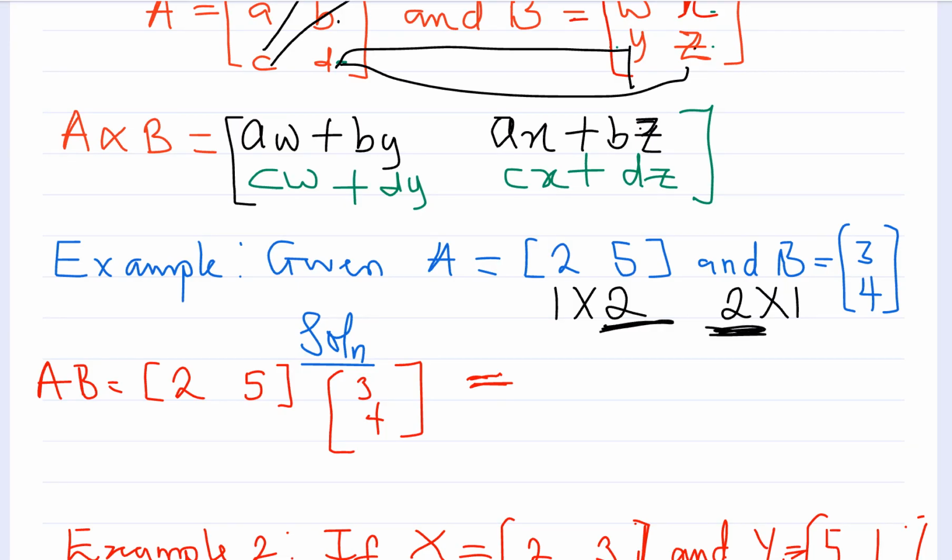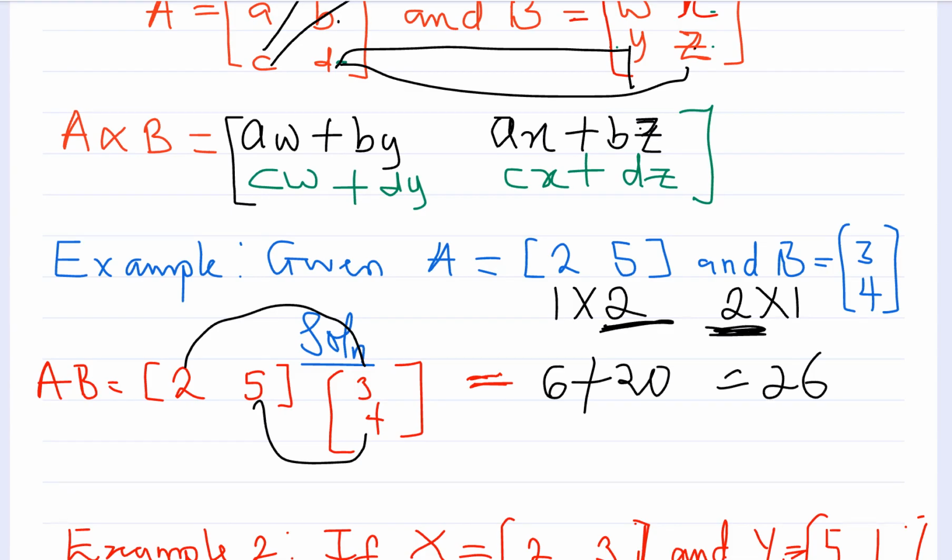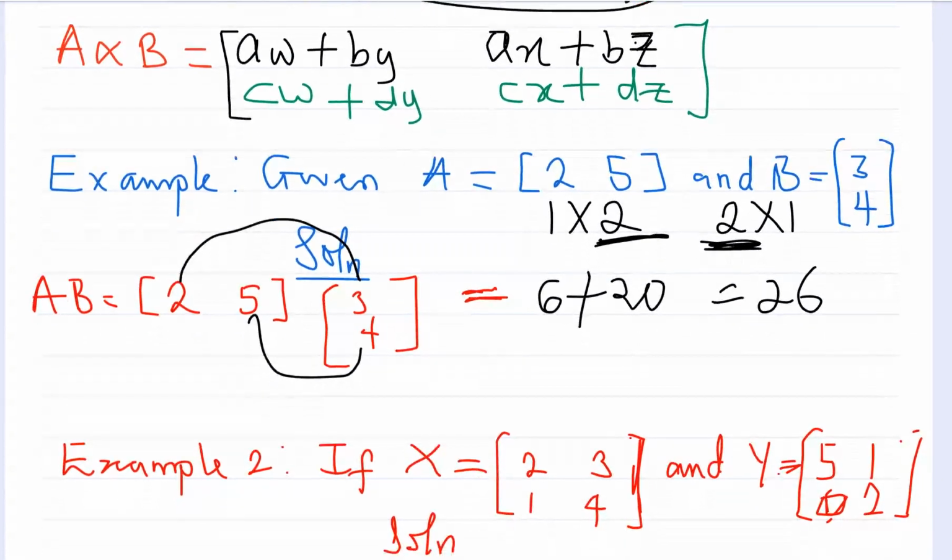So I'm going to have 2, then 5. Okay, I've written that already. So I'm going to go 2 multiplied by 3, that's 6, plus 5 multiplied by 4, which is 20. And the answer to this is 26, because it's a single column. I get what I'm saying now. So you can see that it gives you a 1 by 1 matrix.